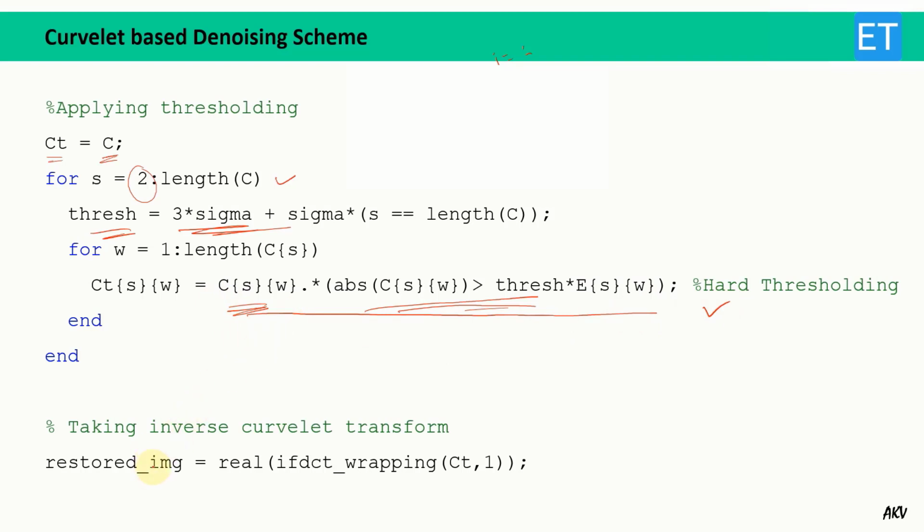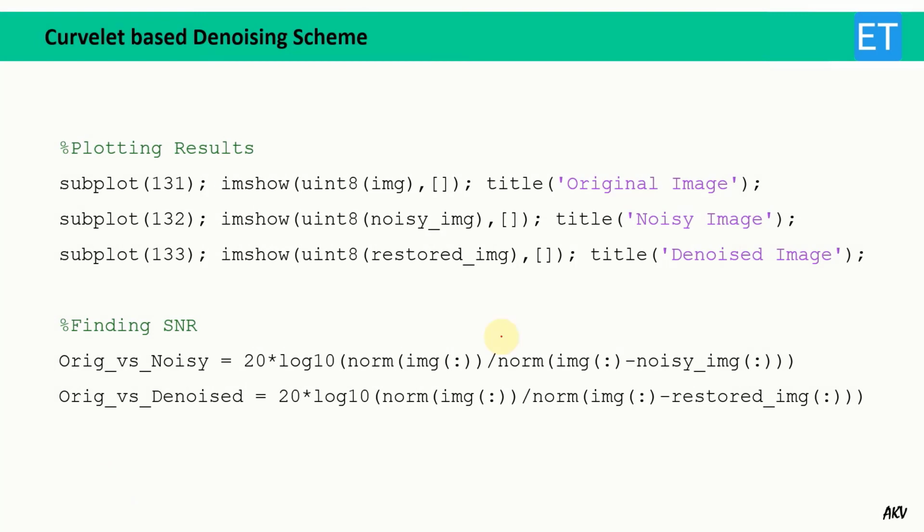And then after thresholding, we take the inverse transform, so we get the restored image. And here are some plotting commands, so here you can see the original image, noisy image, and the denoised image. And these 2 commands are for finding the SNR. When we are denoising, it is better to get the SNR, so we can have an idea how well my program is doing in denoising. So I should get the improved SNR.